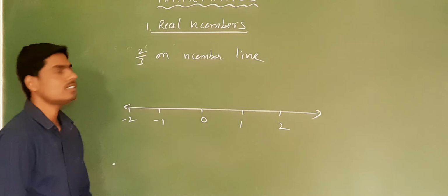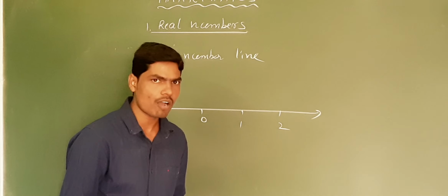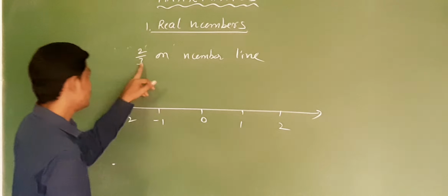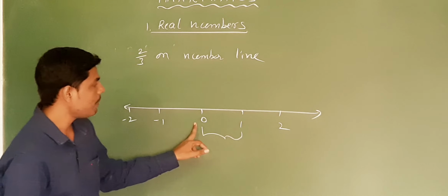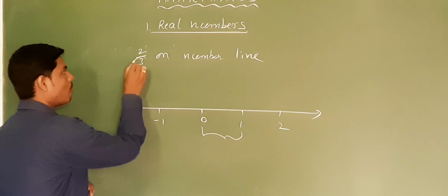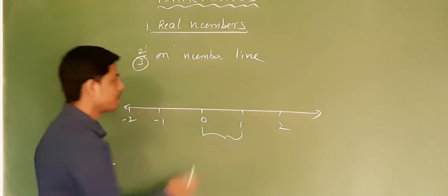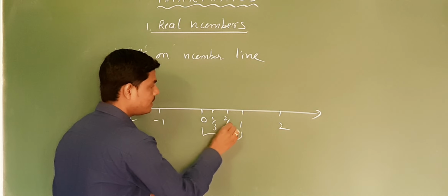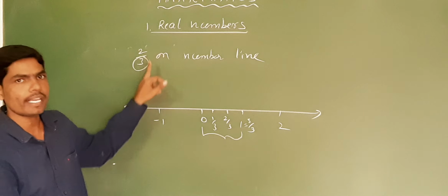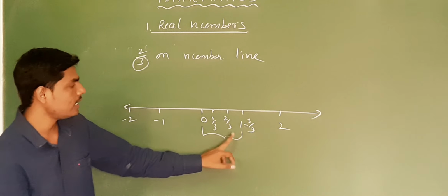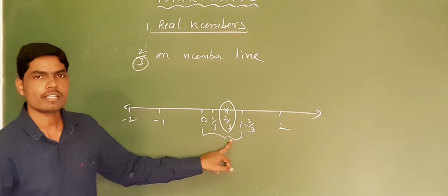2 by 3. Just observe this fraction. This is a proper fraction. And all proper fractions lie in between 0 and 1. 2 by 3 lies in between 0 and 1. In between 0 and 1, observe the denominator here, 3. So this place is divided into 3 equal parts. 1 by 3, 2 by 3, and this 1 is nothing but 3 by 3. Now we need to represent 2 by 3 on the number line. Now check, where is 2 by 3? Here. So take a star mark and like this you can represent.